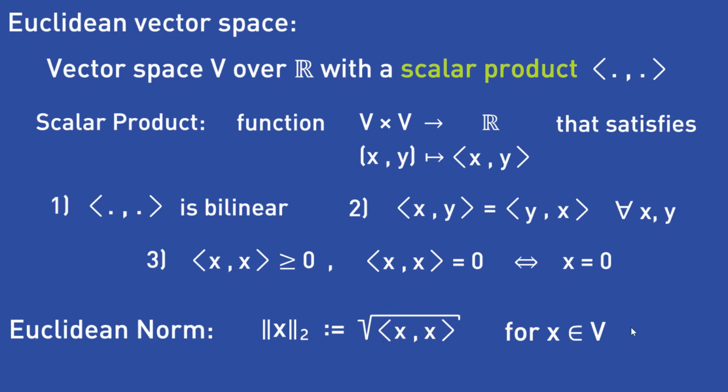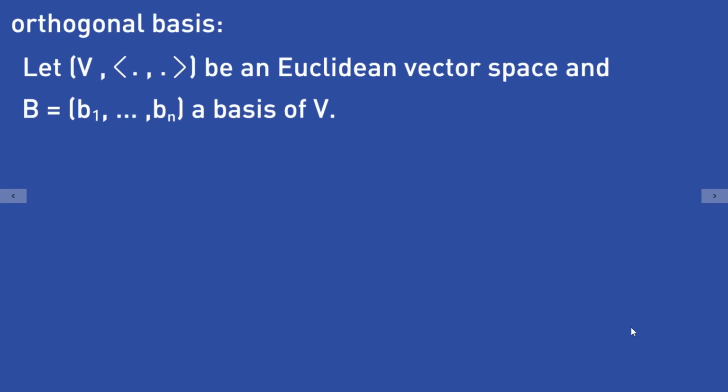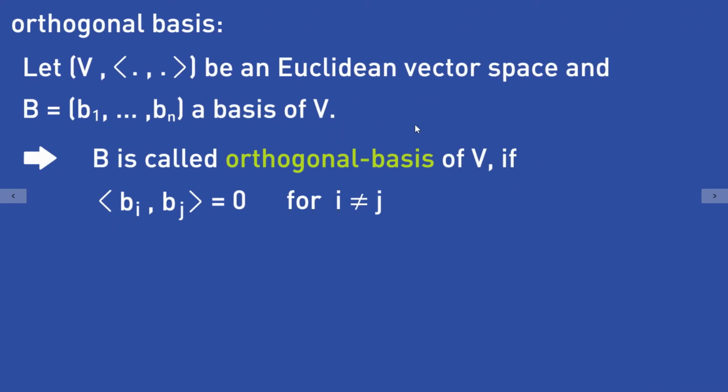Now I want to tell you what an orthogonal basis is. Let V be an Euclidean vector space, and that here is the scalar product on that vector space V. And let B = (b1, ..., bn) be a basis of that vector space V. The basis B is called an orthogonal basis of the space V if the scalar product of bi with bj is equal to 0 for i not equal to j.